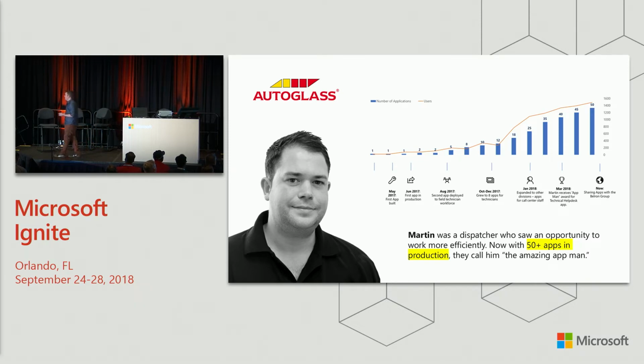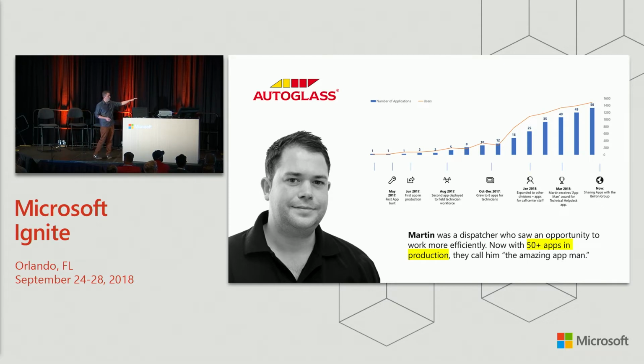Martin Lee was a dispatcher at Belron Group. They are a global conglomerate, 28,000 employees. They operate as Safelite here in the US. They fix your windshield when you get a ding in it. In the UK, where Martin works, they're known as Autoglass. And Martin saw an opportunity to work more efficiently than the spreadsheet-based process they were using to do fleet vehicle management. Found PowerApps right about this time last year and started tinkering with it.